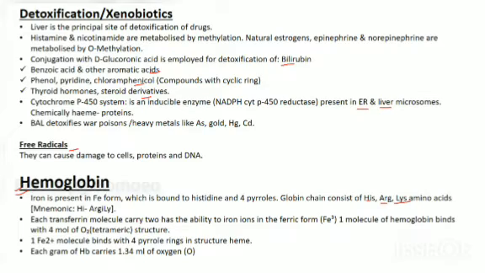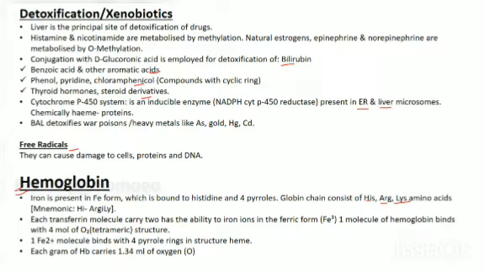These are war poisons and it contains arsenic, gold, mercury, and cadmium. About free radicals, they contain single unpaired electrons and it causes damage to the cells, proteins, and DNA. Cells are normally protected by antioxidants and free radical scavengers.